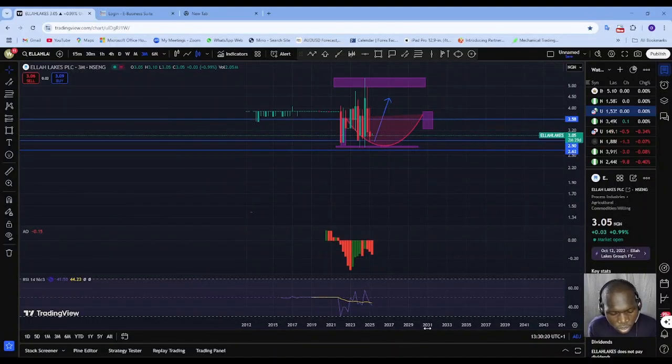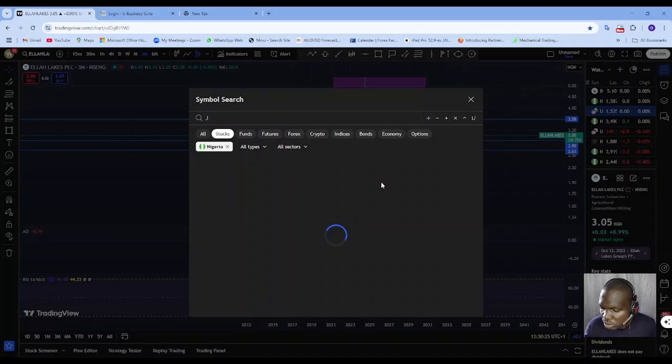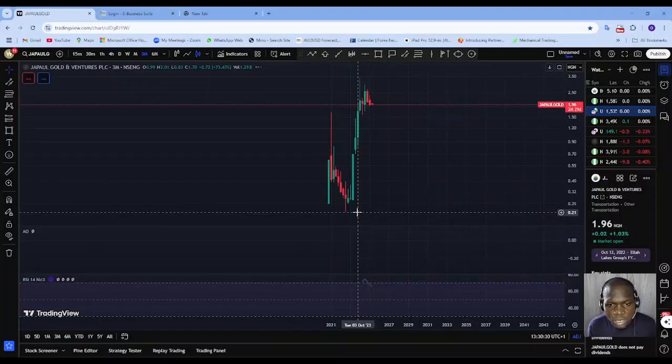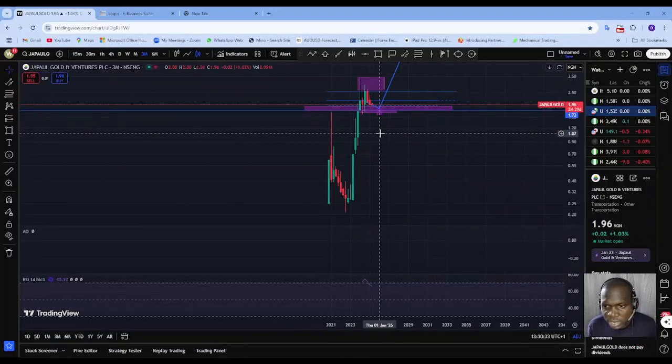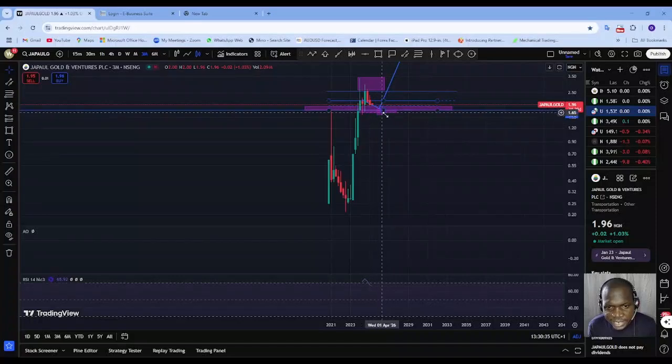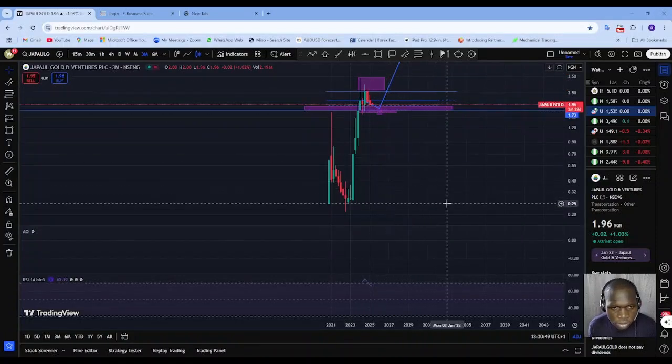Let's look at Japan Gold, Boa Cement, and Multiverse. Japan Gold, you can see the market is about to consolidate inside my zone. Inside this zone, that's where I'm looking for more entry. I already have entry for Japan Gold, but if price comes down lower, I'll pick more for the up move. Then let's see Boa Cement.